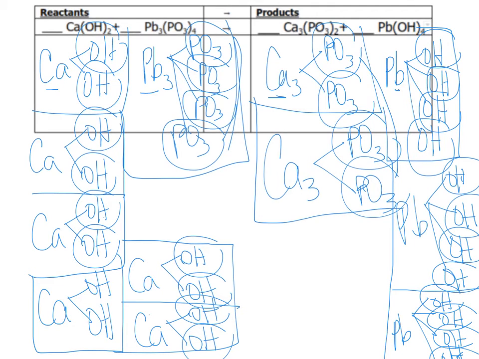I have 6 Cas on each side, 3 Pbs on each side, and 12 groups of OH. So it looks like everything's good. I'm just going to count my boxes. For Ca(OH)2, I've got 6. For Pb3(PO3)4, 1. Ca3(PO3)2, I've got 2 of those. And then the Pb(OH)4, I've got 3. So this one is 6, 1, 2, 3.